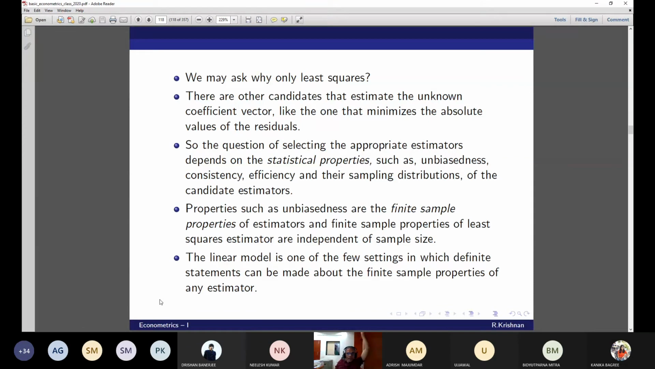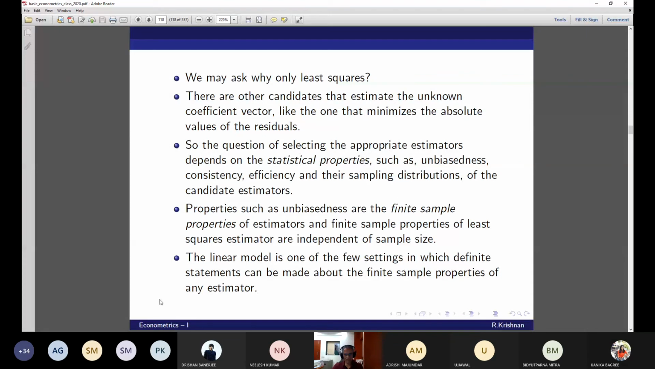Okay, and why least squares estimators? The third bullet point. The question of selecting the appropriate estimators depends on the statistical properties such as unbiasedness, consistency, efficiency, and the sampling distributions of the candidate estimators. Properties such as unbiasedness are finite sample properties of estimators, and finite sample properties of least squares estimators are independent of sample size.